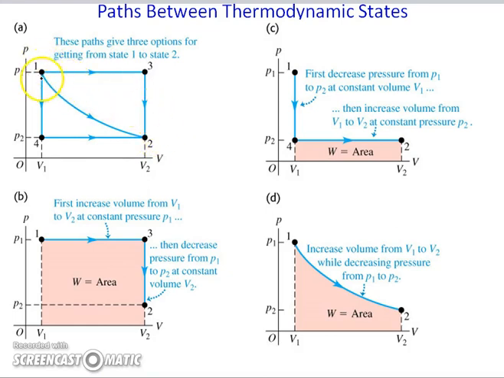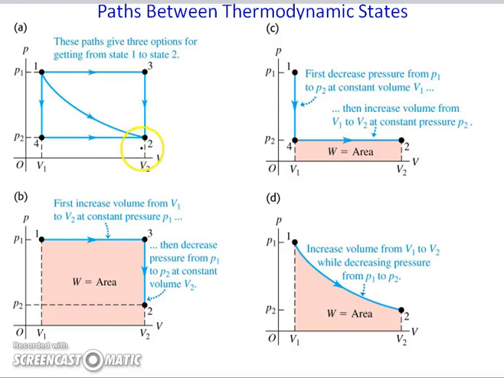So let's say you can go at a constant pressure from 1 to 3 and then from 3 to 2 at constant volume, right? Or you can take a path at a constant volume V1, so you go from 1 to 4 and then you go from 4 to 2. Or you can take some arbitrary path from 1 to 2 straight. So there are 3 ways you can reach there. In each case, your initial state is P1 V1 and final state is P2 V2.